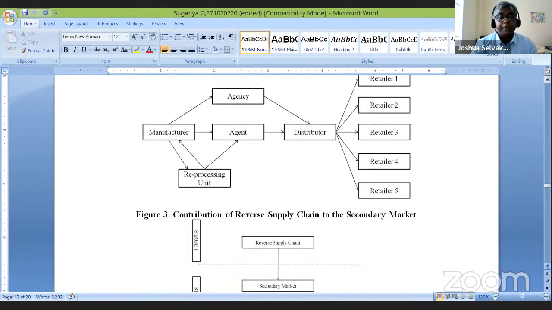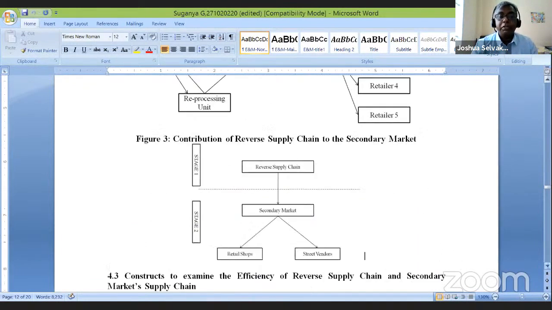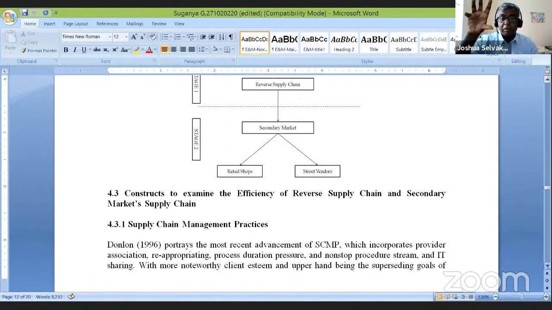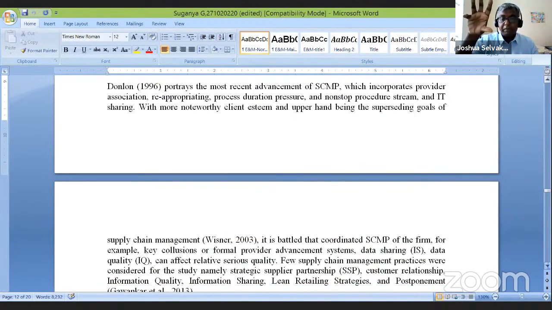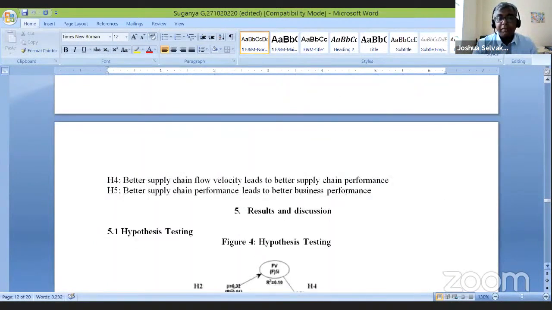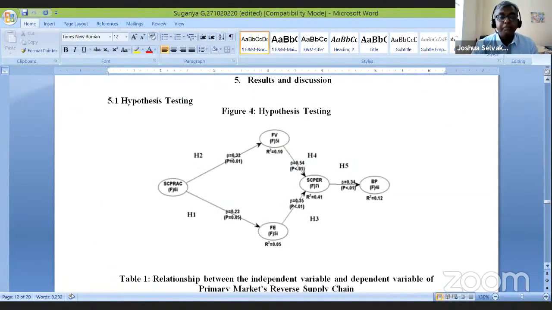Okay. So here we have the contribution, and I will show you how the conceptual model that we developed, how the hypothesis has been tested. So this is the testing of the hypothesis. You can see here each hypothesis has been tested. The beta values have been found out. The significant values have been found out. The R square values have been found out.